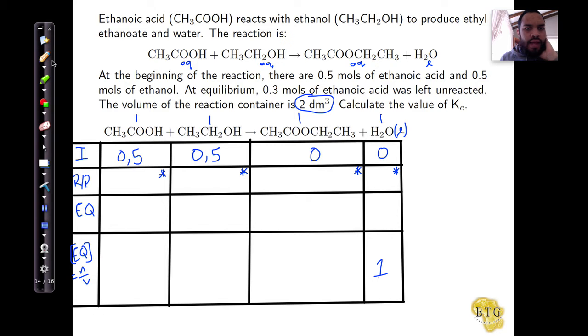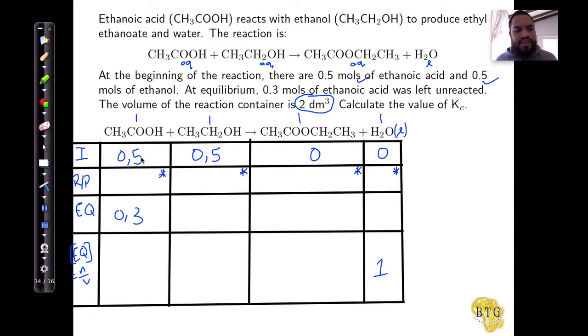Right, now it says at equilibrium, so we're done with that. That's already in our table. At equilibrium, 0.3 moles of ethanoic acid was left unreacted. So this is the ethanoic acid, CH3COOH, and at equilibrium, I'm only left with 0.3 of it. At equilibrium, there's still 0.3 left.